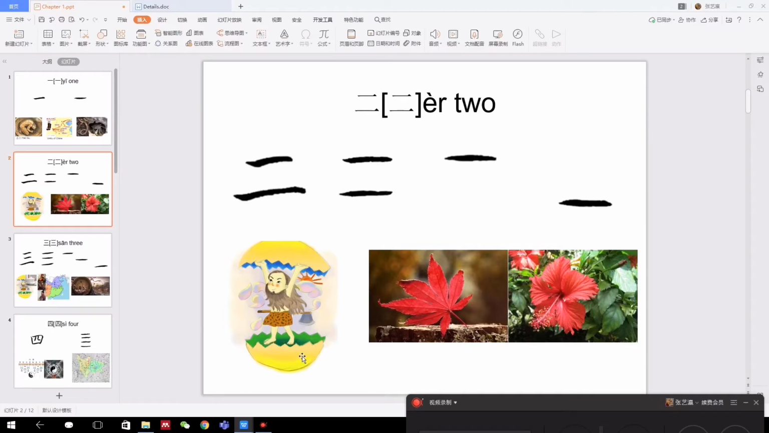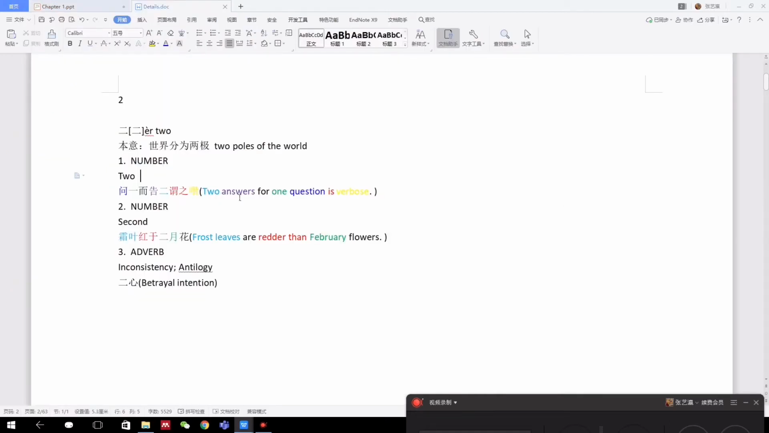In modern Chinese, 二 can be used as number 2. For example, 问一而告二谓之臧. 2 answers for one question is called 臧. 问 is question, 一 is 1. 告 is answer, 二 is 2. 谓之 is called. 臧 is good. It's an ancient word, seldom used now.